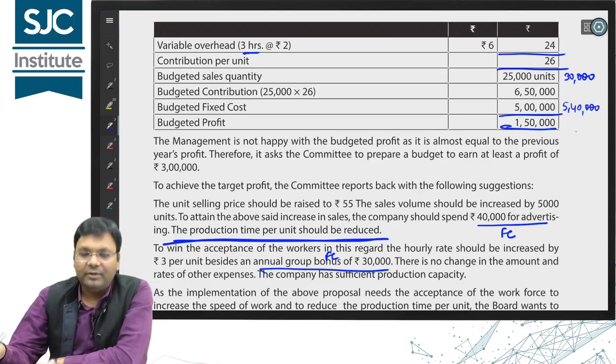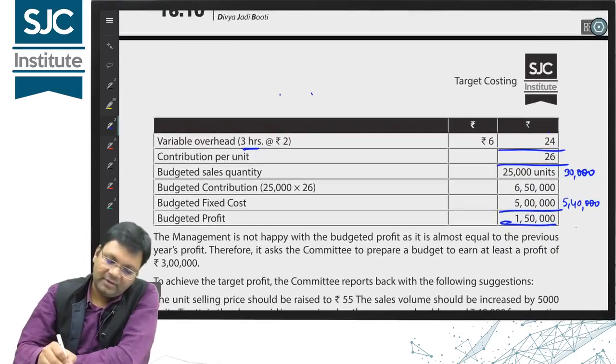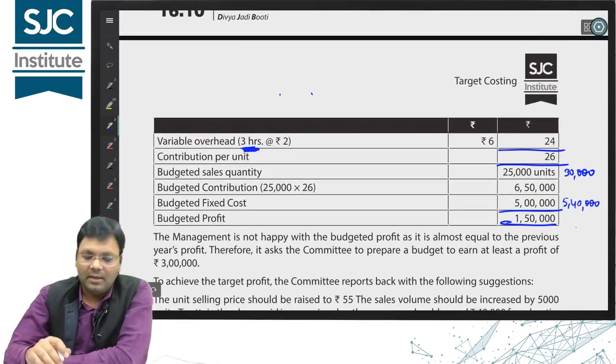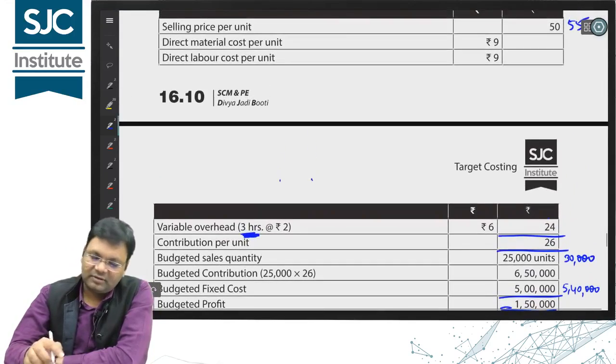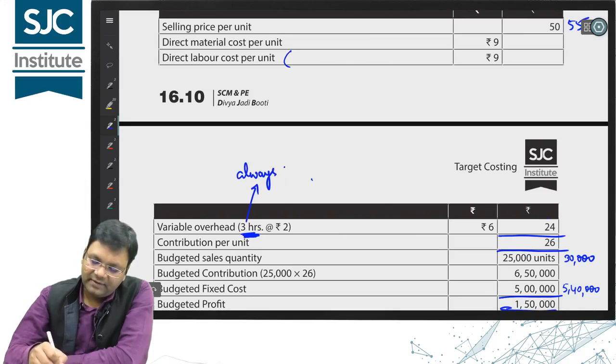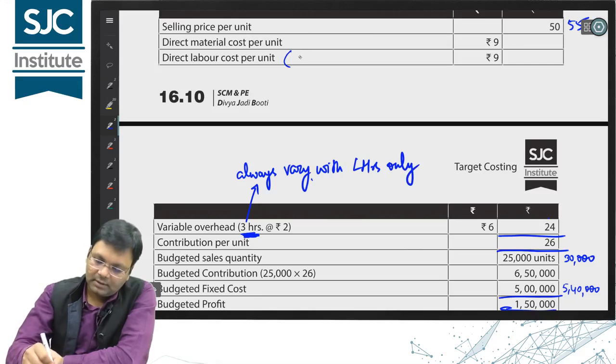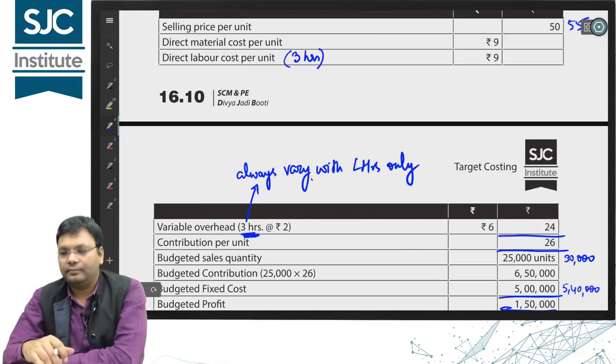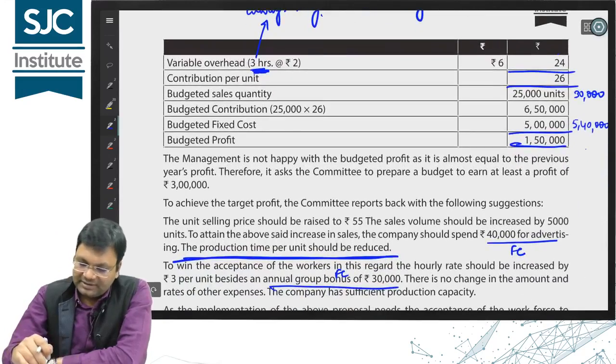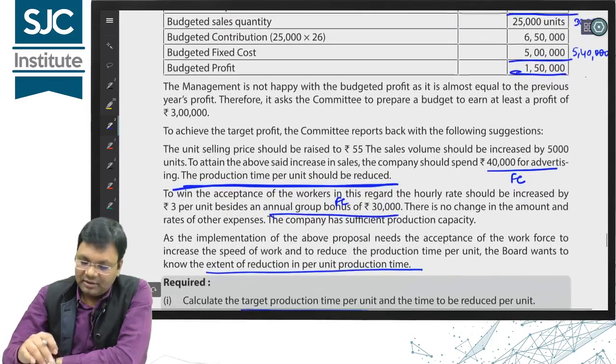The production time per unit should be reduced. So production time currently is this variable overhead, if you check, 3 hours. It should ideally be given in labor cost per unit, but this is a basic thing that variable overhead always varies with labor hours only. So this labor time also is 3 hours. So this needs to be reduced, but by how much, that is not given.